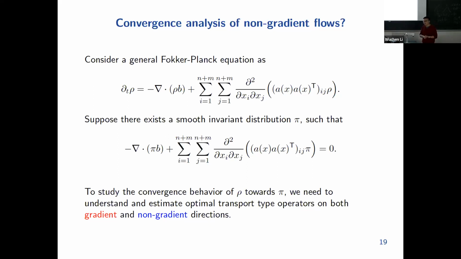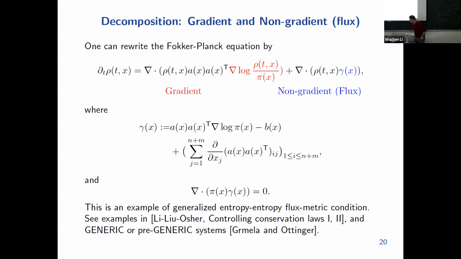I believe engineers and physics people already have a lot of examples that tell you what B is, what A is, and give a lot of parameters. Now the question here is, suppose B and A are given, how can we study this convergence? Before I start, we have to figure out which part is the gradient direction and which part is the non-gradient direction. This is essentially figuring out which part we can use classical study for, and which part we need a new way to understand, the so-called non-gradient direction.